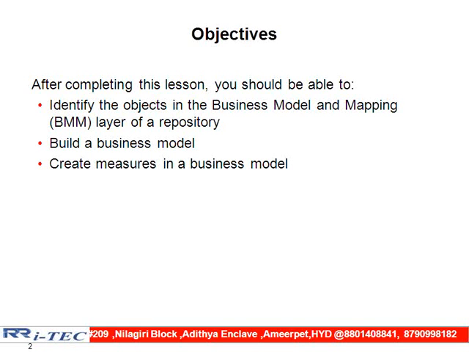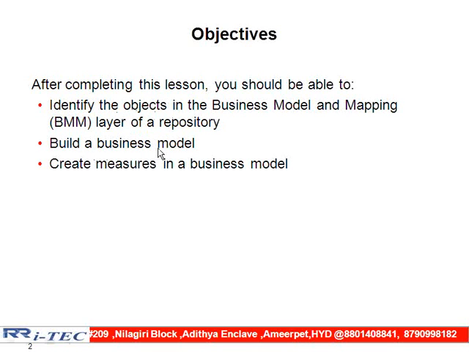Number 1 is the business model. In one business model, we have a number of logical tables. In one logical table, we may have a number of logical table sources. In one logical table source, a number of logical column to physical column mappings may be available. And these logical columns are divided into 3 types: key columns, descriptive columns, and measure columns. So you understand what objects are available in the BMM layer.